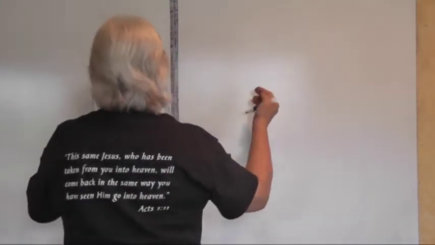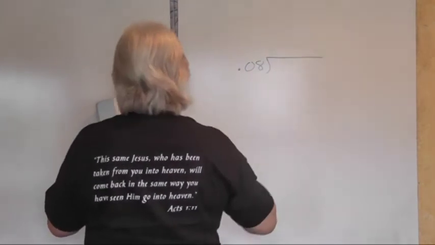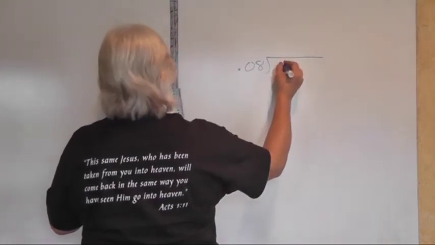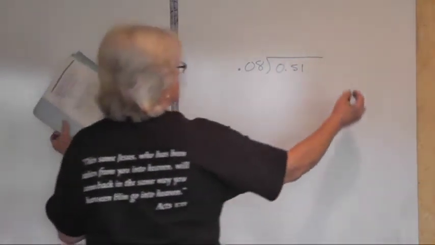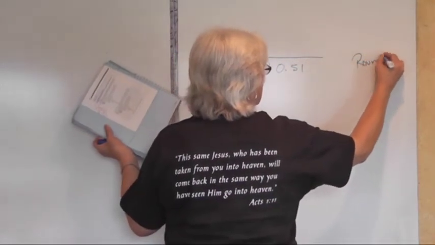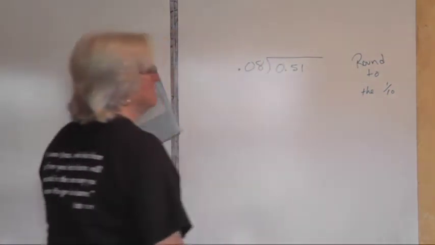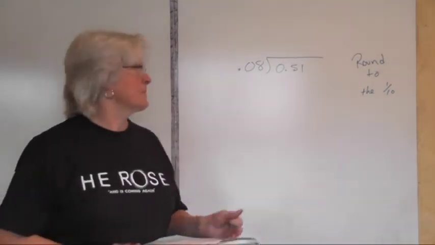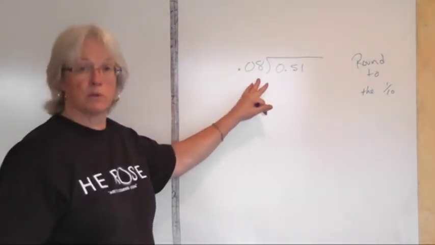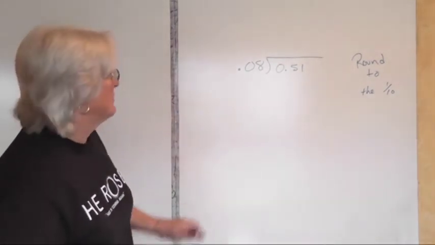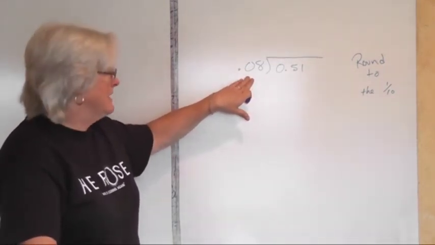Let's look at this problem here. We have 0.08 divided into 0.51, and this says round to the nearest tenth. First off, we have to determine what we're going to do with these decimal points so that we can perform the division correctly. First off, we don't want to be dividing by a decimal number.